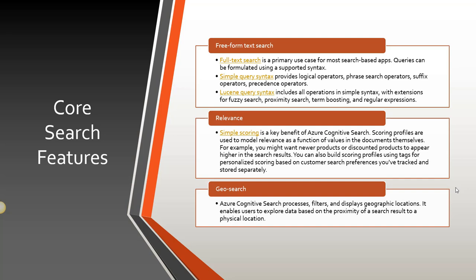Core search features. We have free form text search. There are several ways to search. You can just type in a query term like you do in any search engine, but you can also use specific syntax operators. You can use AND, OR, or advanced operators like proximity search, fuzzy search, term boosting, and regular expressions as well. We have relevance. Everything you type will match the index, but Azure Search will give a score based on what you are trying to search. The score is a number between 0 and 1, 1 being 100% what you're looking for. And as I mentioned before, we can also use GeoSearch within the index.